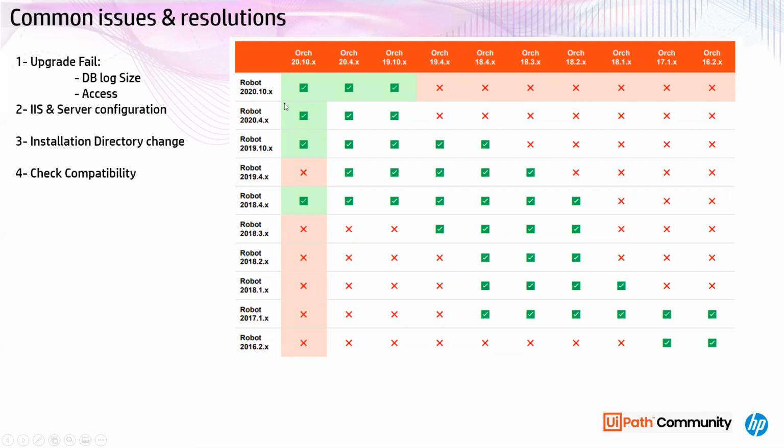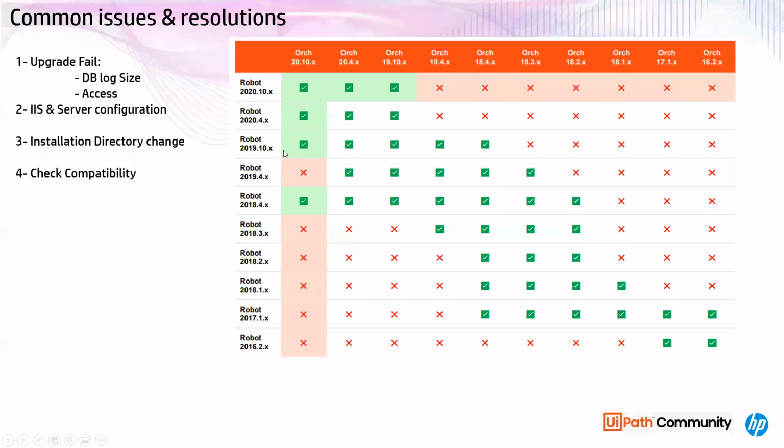So the very immediate action would be looking at this upgrade scenario and seeing which robots it supports. If any robot is not supported, make a plan to upgrade the robot before you upgrade the Orchestrator. Otherwise, the moment you upgrade the Orchestrator, the robot will start breaking.